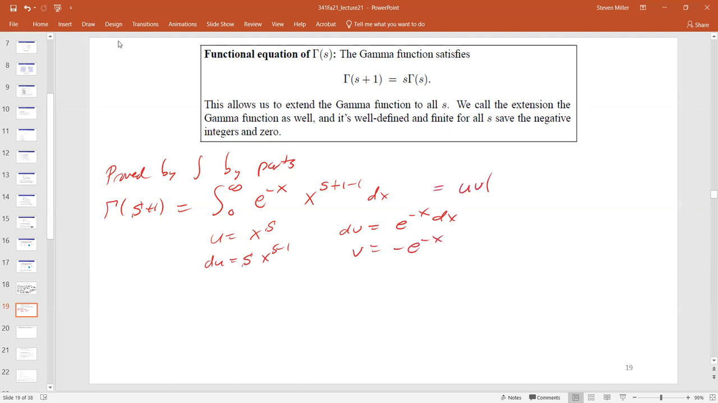And then this would just be uv from 0 to infinity minus the integral from 0 to infinity of v du. But when I look at uv at 0 and infinity, when I put in infinity, it's clearly going to be 0. And when I put in 0, 0 to the S is just going to be 0. So the uv term vanishes. So the negatives reinforce, and we'll have the integral from 0 to infinity of e to the negative x, S, x to the S minus 1, dx, which is just S gamma of S.